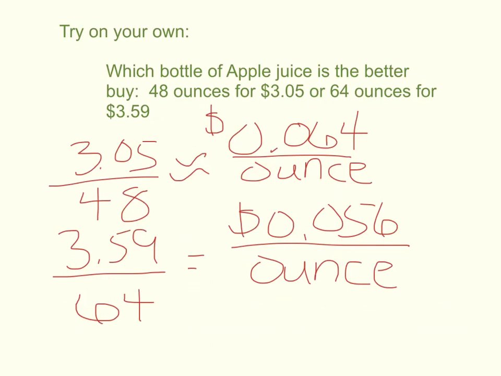64 thousandths of a dollar per ounce. Then I take my $3.59 for my 64-ounce bottle, divide it, and find out that it's 56 thousandths of a dollar per ounce. Since 56 thousandths is the smaller number, the 64-ounce bottle is the better buy.